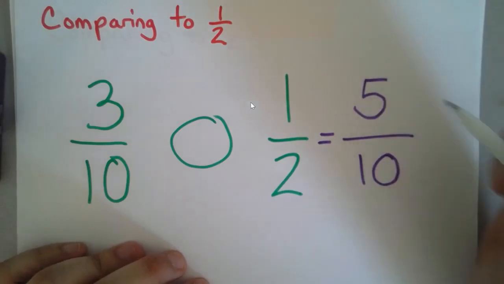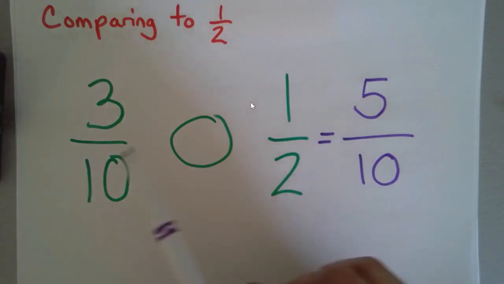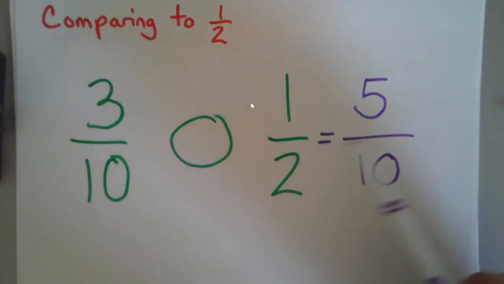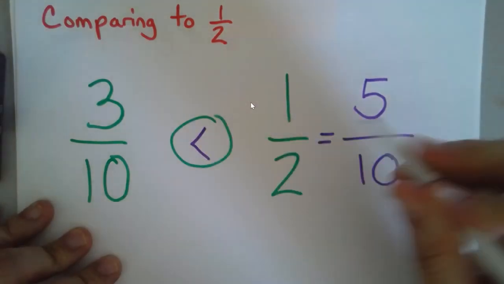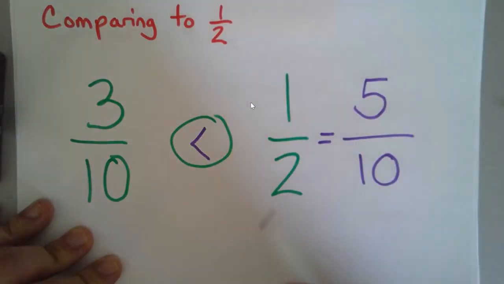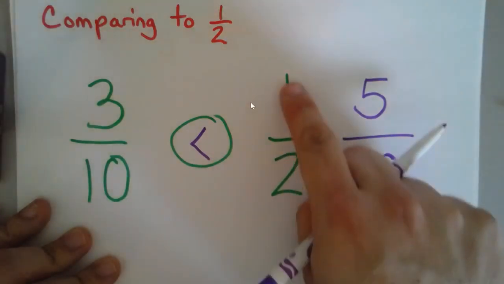And by the way, you may just start to memorize these, and that's what a lot of us do. I know 1/2, 2/4, 3/6, 4/8, 5/10, 6/12. You just memorize those as equivalent fractions to 1/2. That's going to save you an awful lot of time moving forward. So I've got 3/10 compared to 5/10. Well, I know 3/10 is less than 5/10, so I can write the equation 3/10 is less than 1/2.